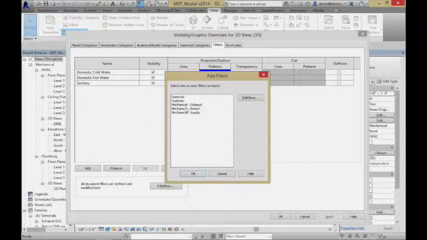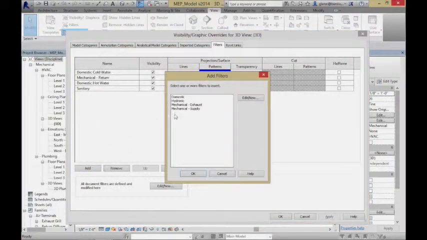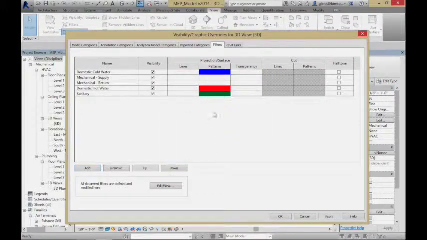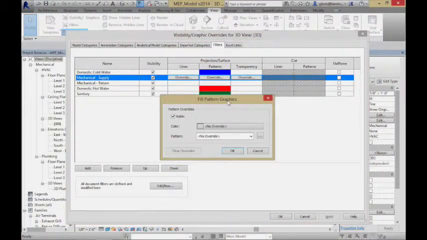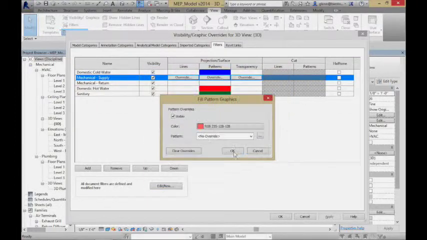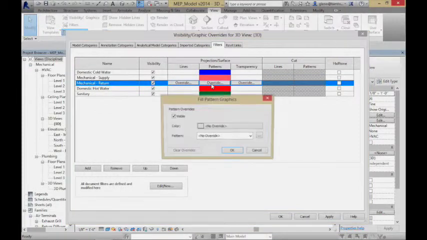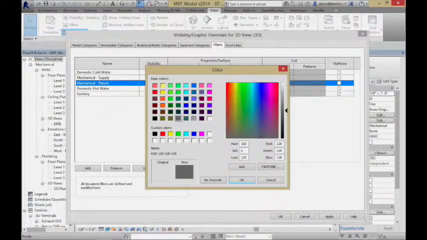I'm going to say that there's the return side, and I'm going to go through and say there's the supply side. And I'll do that same sort of thing on the supply side. I'm going to make those, kind of that pinky color. And then on the return side, I'm going to set up something, just again, so you can sort of see them a little bit better.